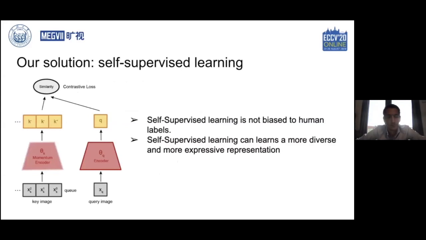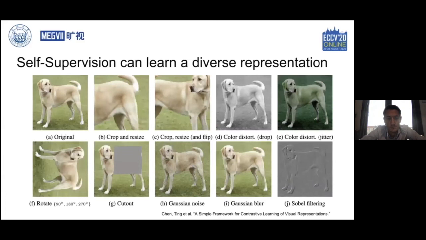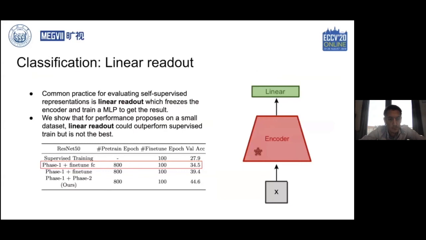to human label and can learn a diverse representation from the data. State-of-the-art self-supervised contrastive learning methods take each image in its augmented version as a class, termed instance discrimination in the literature. Thus, no human label is required in the training process, therefore the risk of overfitting to the labels is prevented. The other advantage of self-supervised learning is that it can learn diverse representation from data by different augmentations, as shown in SimCLR. The self-supervised learning only provides a representation.